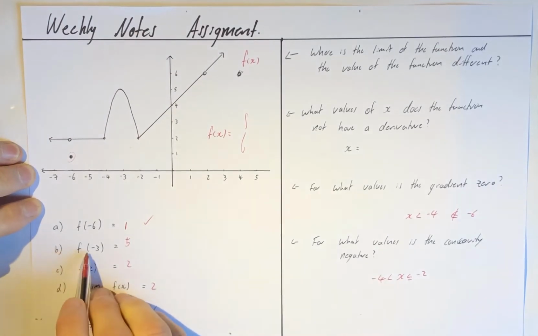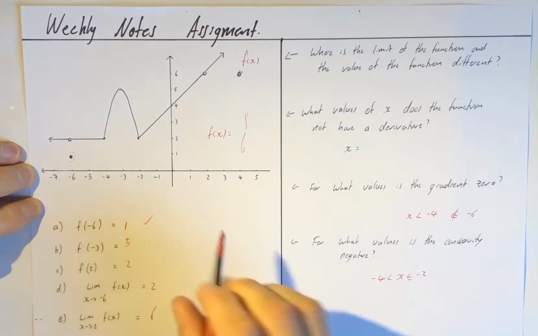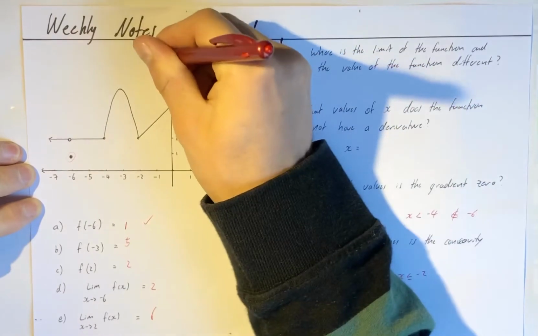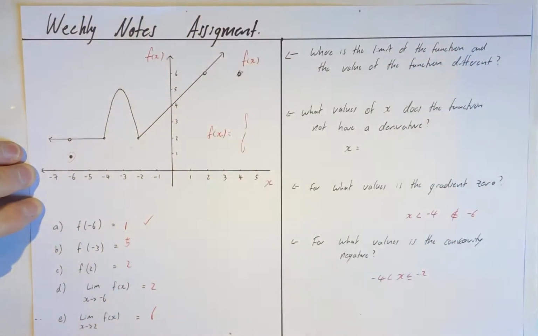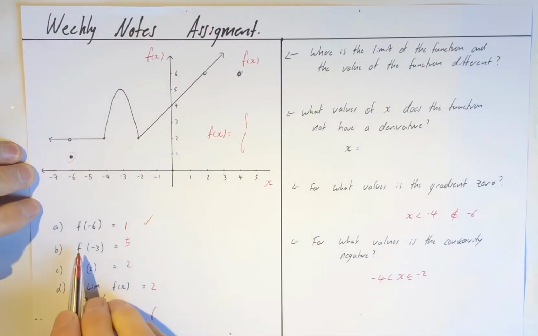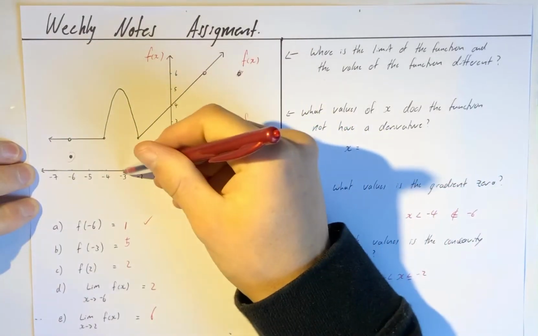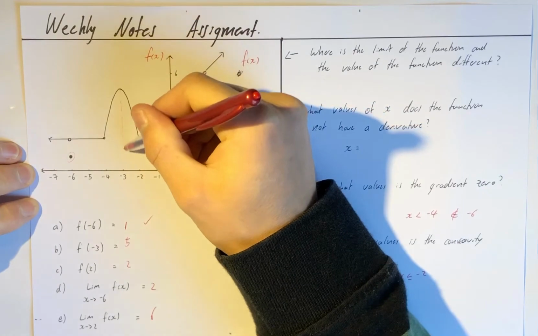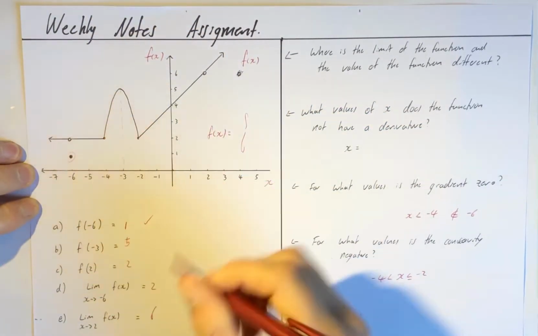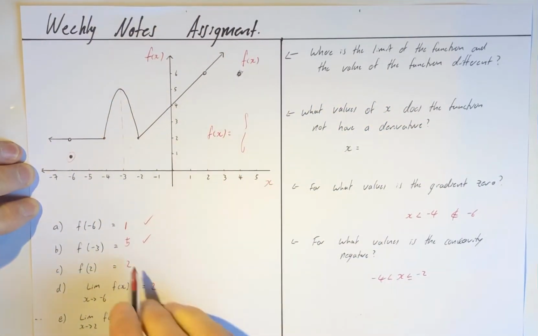Our second answer is what happens if we input, because this is our input and this is our output. I probably should have put that on there for the assignment, but if we put -3 in, what is my output? So if I put -3 in, I should have got 5. So 5 is the output for that problem there.